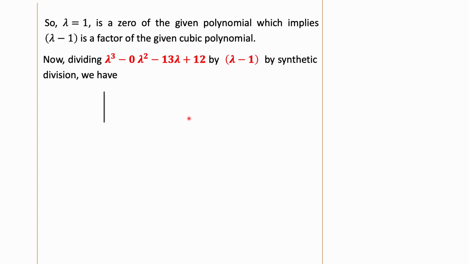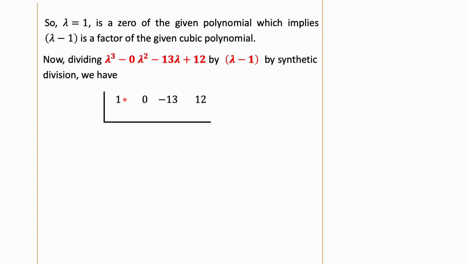So we will go for the synthetic division, draw the vertical line and a horizontal line. Here in the first row, write the coefficients of the characteristic equation. Now here the coefficient of lambda cube is 1. So write here 1. The coefficient of lambda square is 0. Write 0. The coefficient of lambda is minus 13. And the last one is the constant. So here in the first row, I have written the coefficients of the characteristic equation, right?